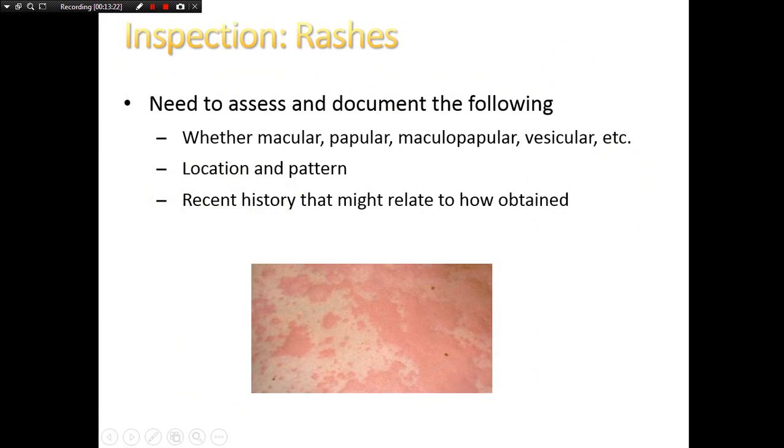All right, so now rashes. We need to assess the configuration and pattern and determine if it's primary or secondary. So the location and pattern: is it more than just where you see? Do we need to look within the crevices, in more non-suspicious places?